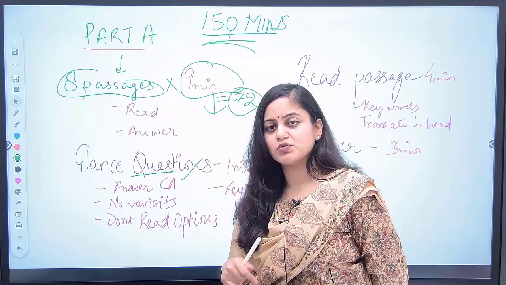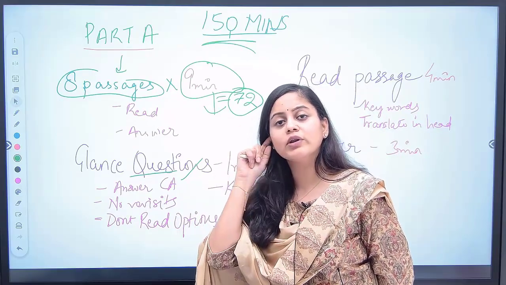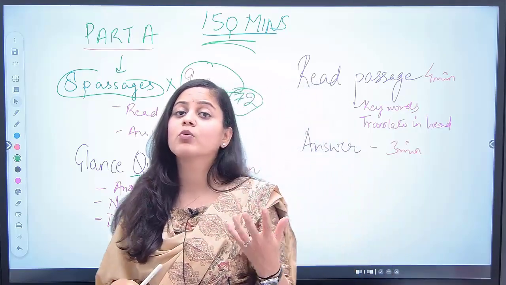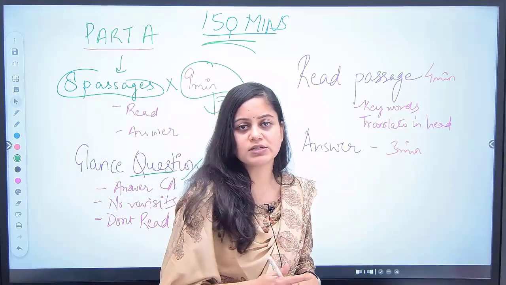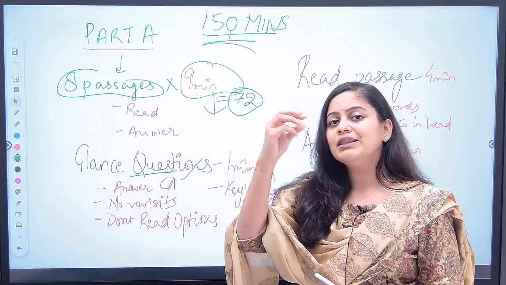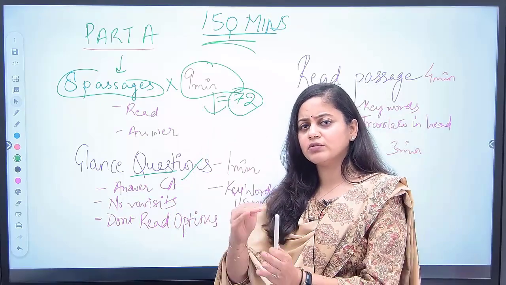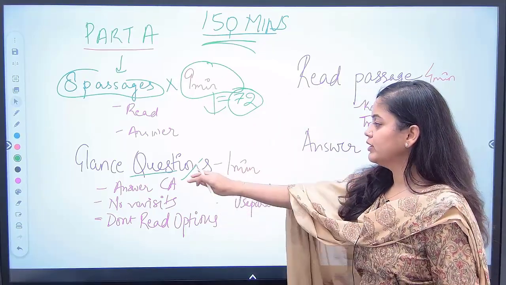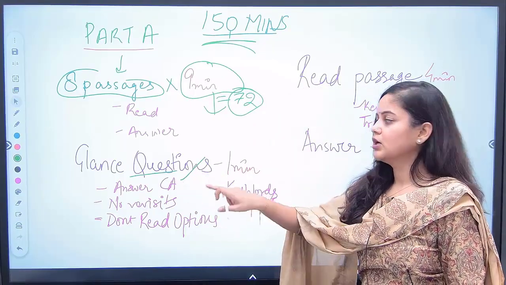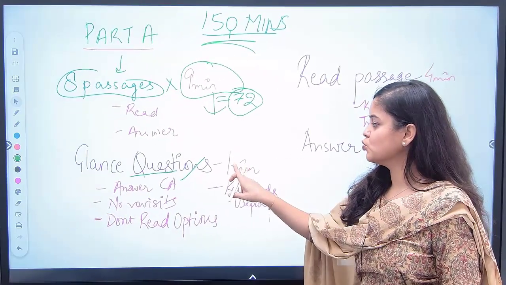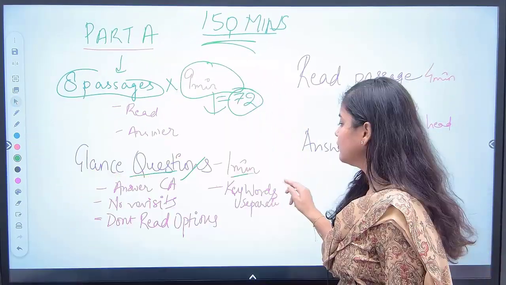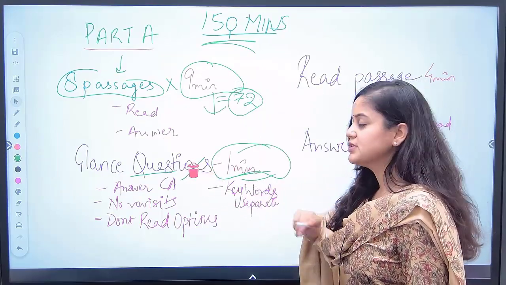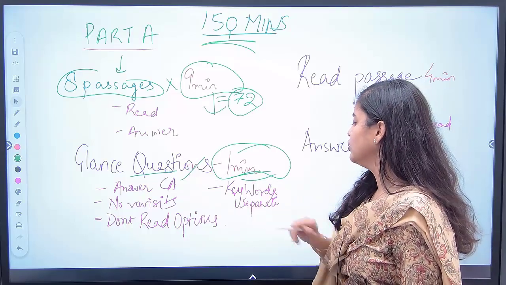don't read the options. When you're reading the questions, it is important that you don't read the options, because you might get confused. However, there are certain questions which would require reading the options, because the question does not say anything clearly. In that case, you might have to read. So you can skip those questions. First read the passage and come to those questions later. So in this glancing at questions and answering the current affairs questions, you have 1 minute. So in that 1 minute, try to glance at the questions, answer the CA questions, and don't read the options.